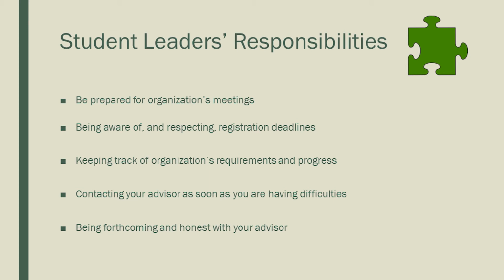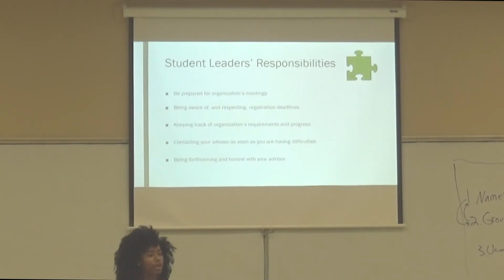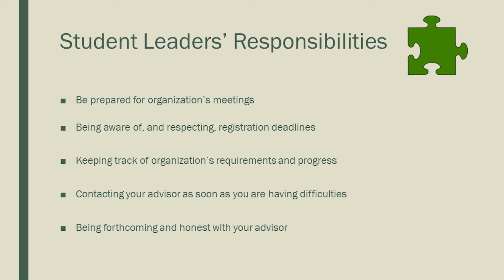Contact your advisor as soon as you have any difficulties. That's important because they are that level-headed person in the organization, and they also provide different policies and procedures that you haven't even thought about. Be forthcoming and honest with your advisor. This is also important because that relationship is not going to work unless you're being honest and letting them know. If you're hiding things about your finances and stuff like that, that can very much hinder the relationship. So just be aware of how you communicate with your advisor and what it is that you communicate with them.